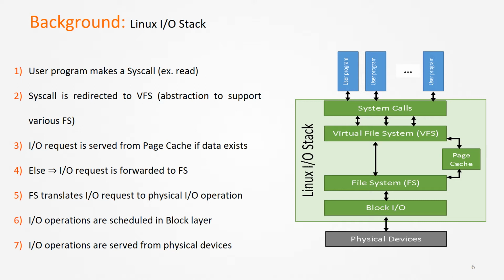Otherwise, the read request is forwarded to the physical file system, which translates the read request into a physical IO operation. The physical IO operation is passed to the block layer, where a block IO operation is created and scheduled according to various objectives, for example, to minimize hard disk head movement or to increase the overall throughput by merging small requests. Finally, the IO operation is served from the physical storage device.